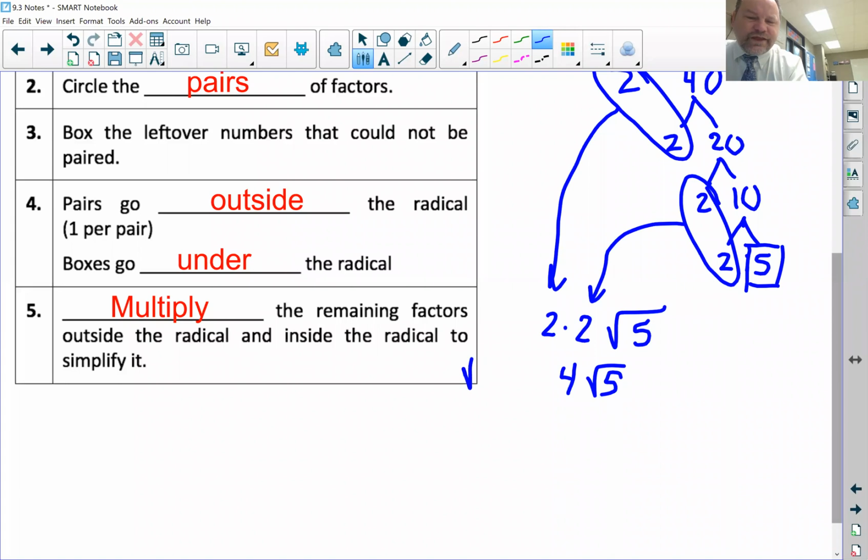So the square root of 80 in its simplified form is 4 square root 5. Sorry, 4 square root 5. And there's my answer.